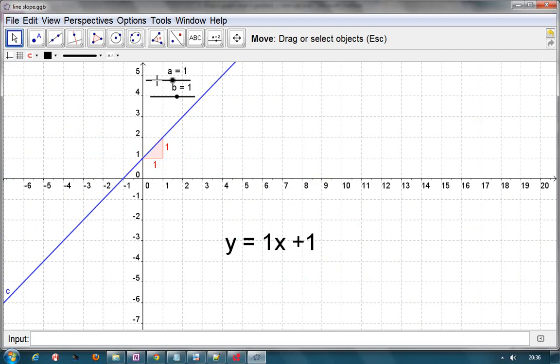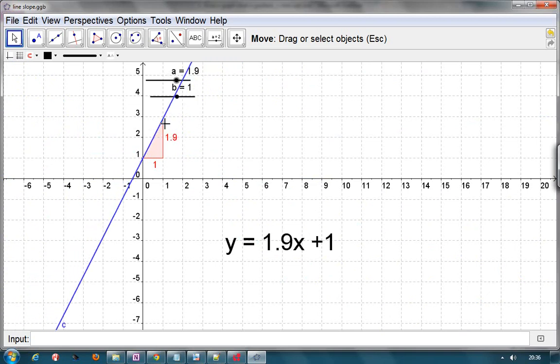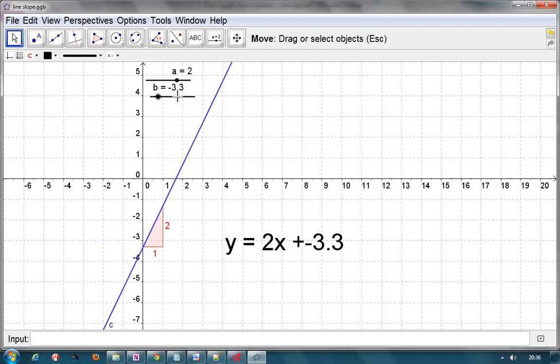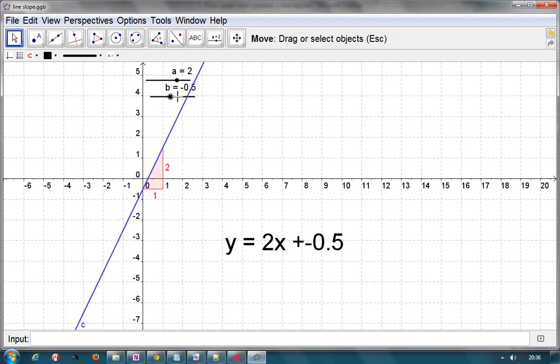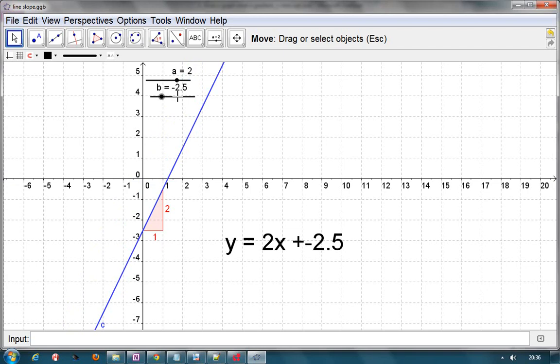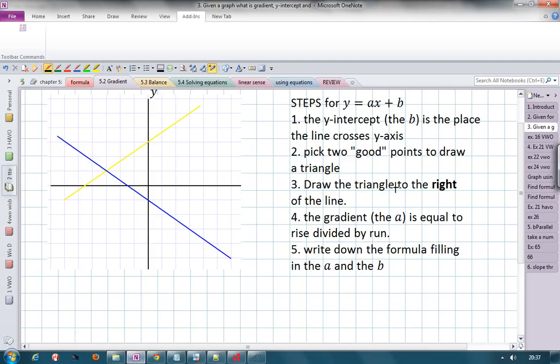What we see here is, for every 1 you go to the right, you go 1 up. When you put it at 2, you've got a rise over run. The rise is 2, the run is 1. So then also now when you change the b, all of these lines will have a slope or gradient of 2, but the y-intercept has changed. So this gives you background information on why this procedure that I'm about to sketch actually works.